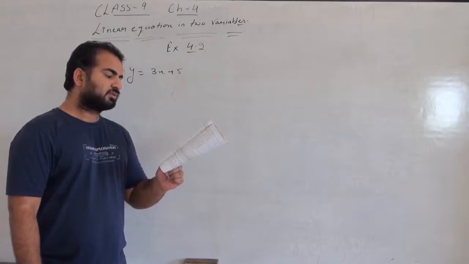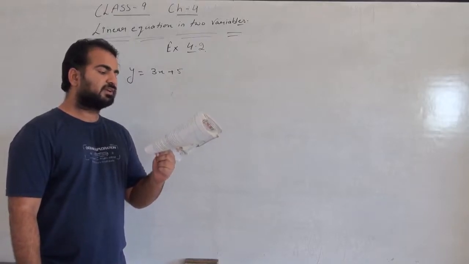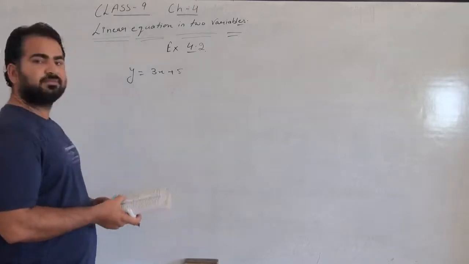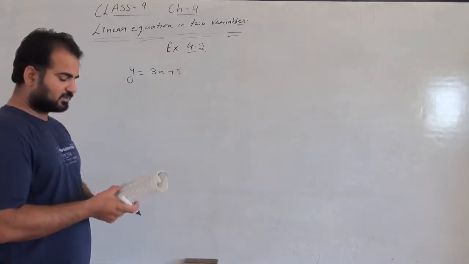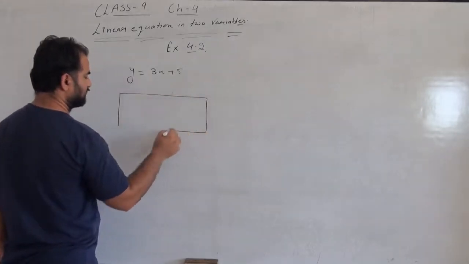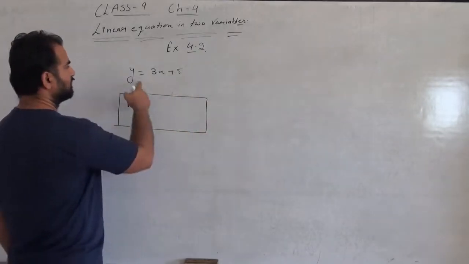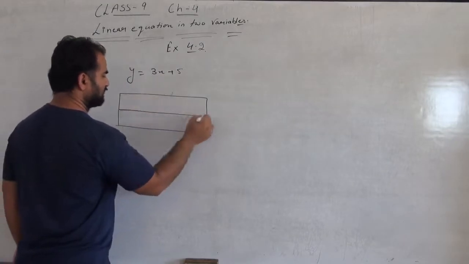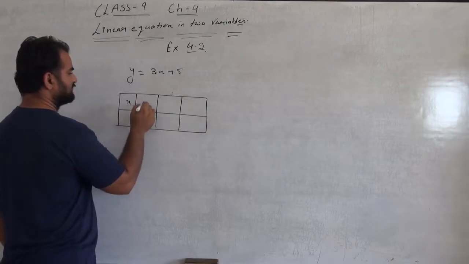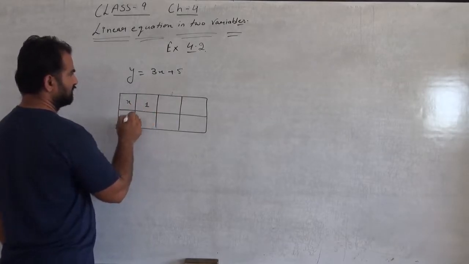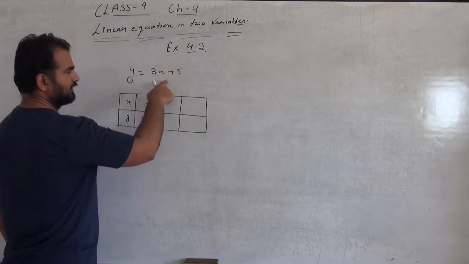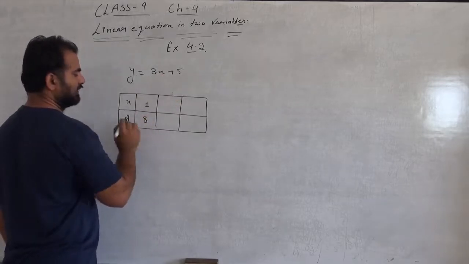Unique solution, only two solutions, infinitely many solutions. So we should find some answers. y equals 3x plus 5. First of all, place x equals 1. If x equals 1, 3 into 1 will be 3, and 3 plus 5 will be 8.